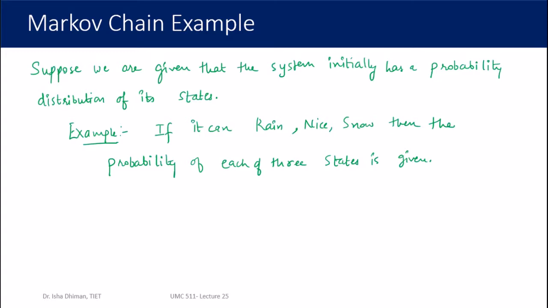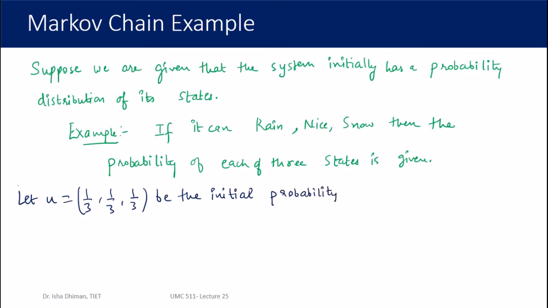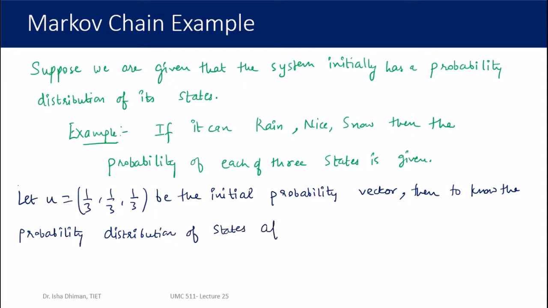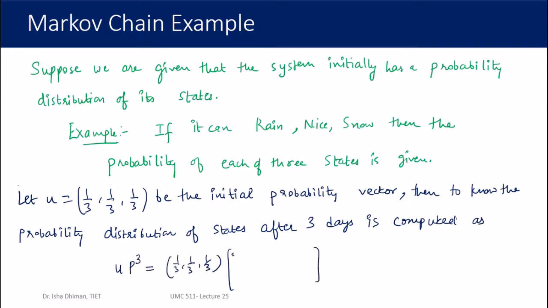So this is what I was talking about. Say u = (1/3, 1/3, 1/3) is the initial probability vector for the system. Then the probability distribution of states after, say, 3 days is computed as u P cube. So the vector u you have to multiply with P cube. This is the P cube I have computed, and multiplying it with the u vector, you will get your answer.